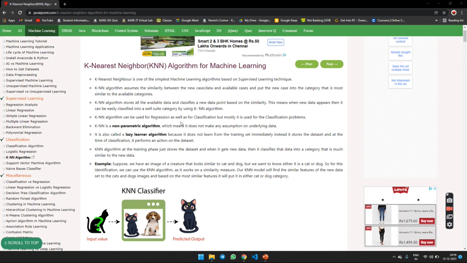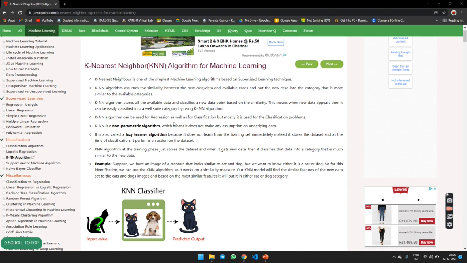The KNN algorithm stores all the available data and classifies the new data point based on the similarity. This means when new data appears, it can be easily classified into a suitable category by using the KNN algorithm. KNN can be used for regression as well as classification, but it is mostly used for classification problems. KNN is a non-parametric algorithm, which means it does not make any assumption on the underlying data.